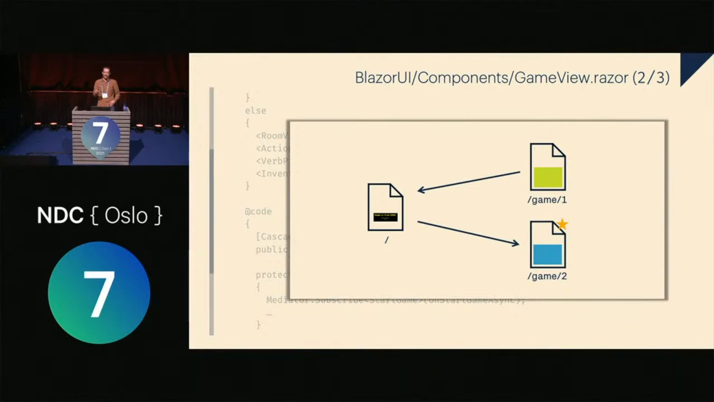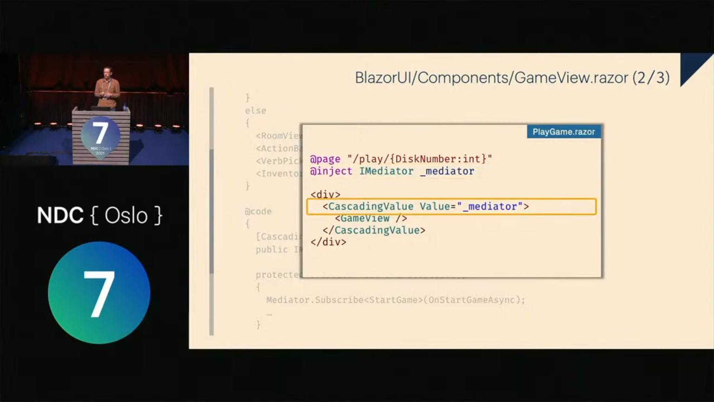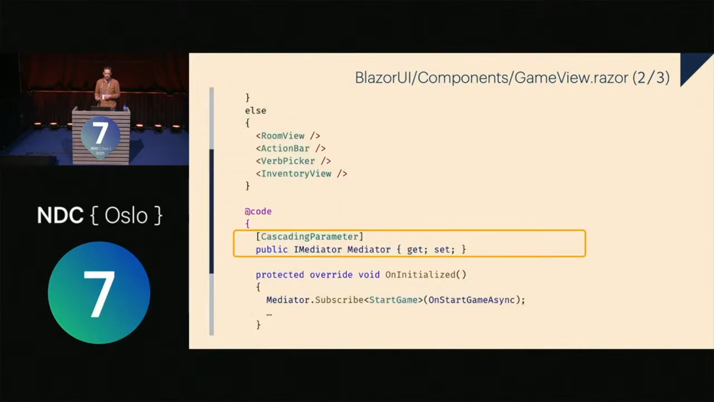So what I really want is for the lifetime of the mediator to be tied to the lifetime of my Blazor page. And I can do that, if we look quickly at the play game source code again, by registering my mediator as transient, so that each time I go to the play game page, I get a new instance. But then using a cascading value with cascading parameters to pass down that same exact instance to all of my nested components. And that will make sure that everybody is talking using the same mediator.